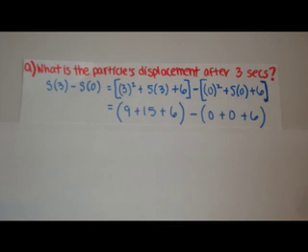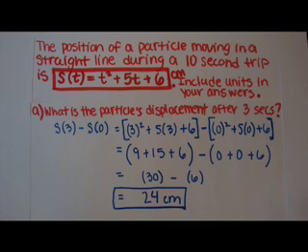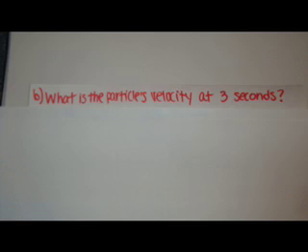Then simply reduce until you only have 2 numbers left. After combining, you will get the final answer of 24 centimeters. This means that the particle's displacement after 3 seconds was 24 centimeters. Next, we will solve for the particle's velocity at 3 seconds.